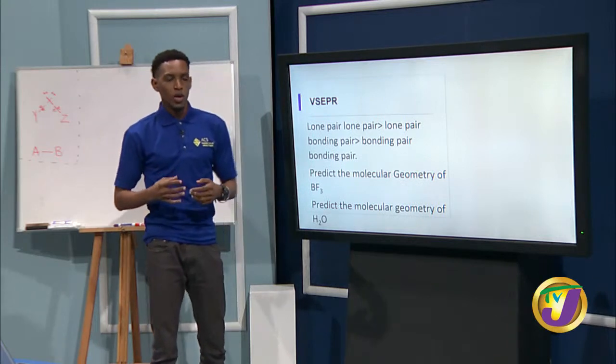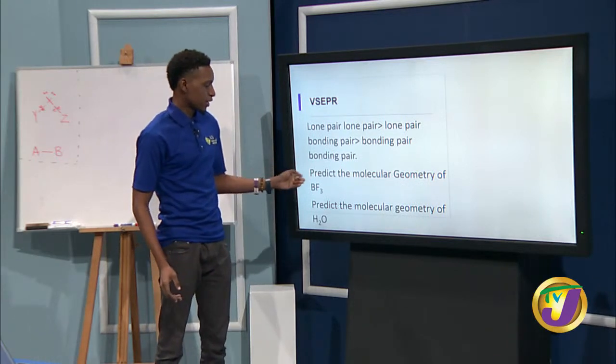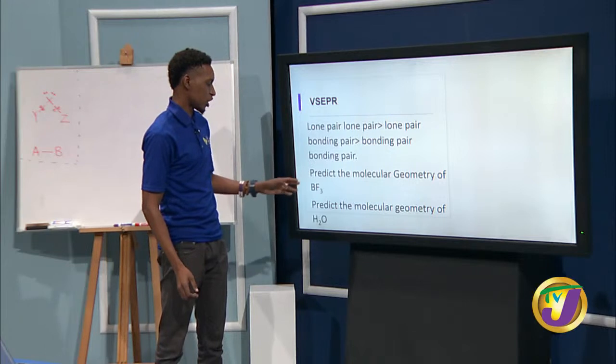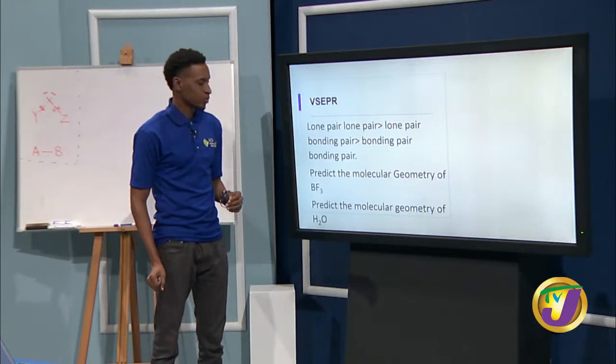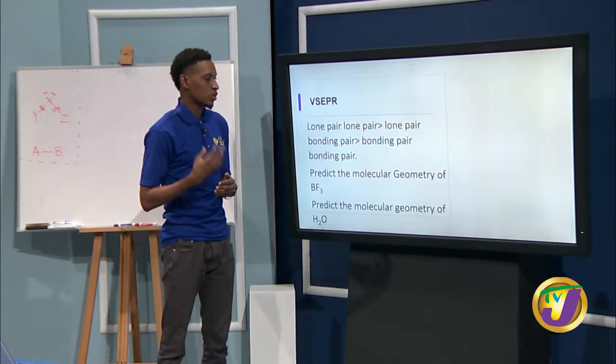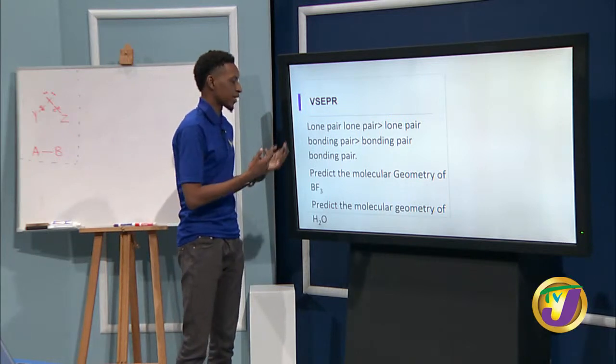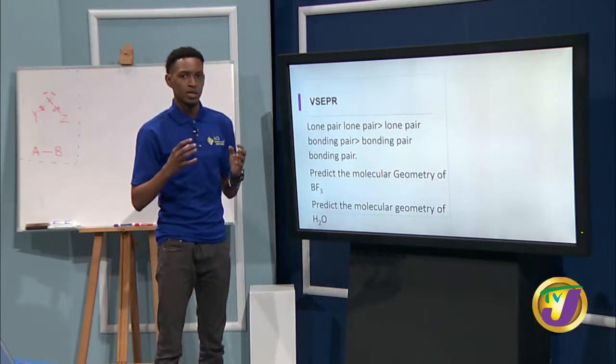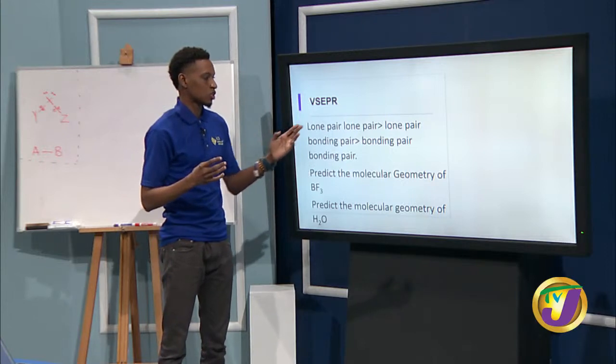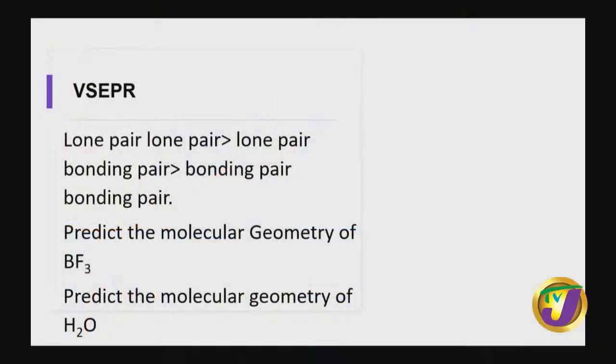Now, we will work some examples. We'll predict the molecular geometry of BF3 and H2O. But before we actually do that, it's important to note that a lone pair-lone pair repulsion is a lot stronger than a lone pair-bonding pair repulsion.